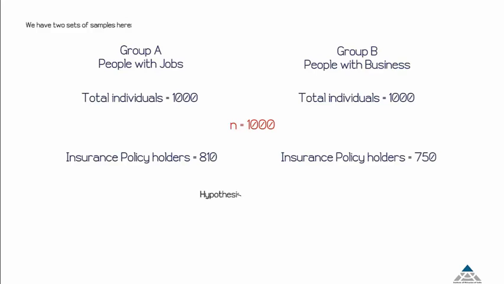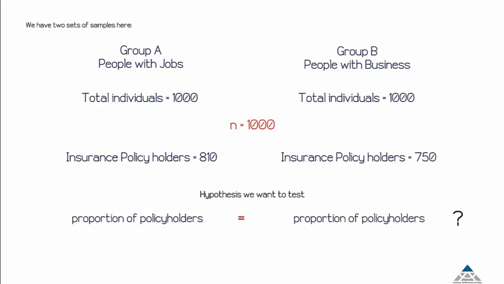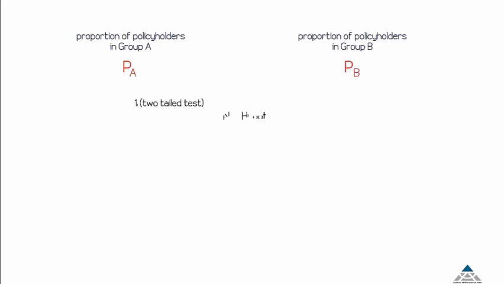Now the hypothesis we want to test is whether the proportion of policy holders in both these populations is the same or not. We refer to the proportion of policy holders in group A as PA and that in group B as PB. The null hypothesis we define is that PA is equal to PB. The alternative hypothesis comes from the statement made earlier. We want to know if both are equal or not. Thus, H1 is PA is not equal to PB.